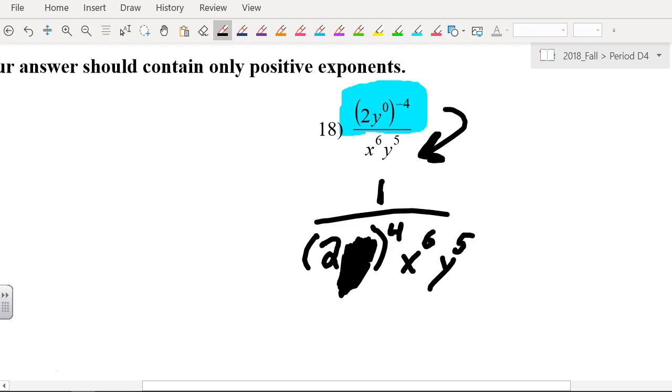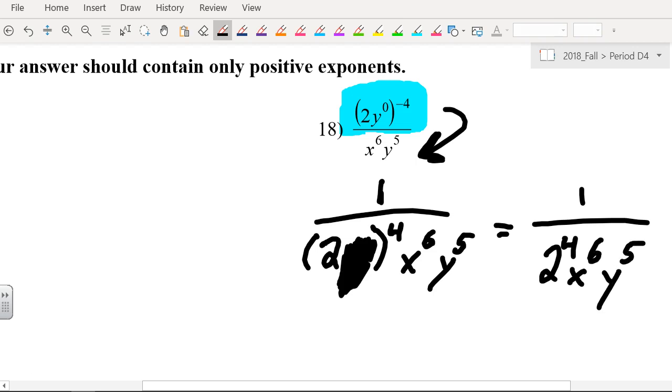Perfect. So can you help me expand this, please? Well, actually, do we really need to expand it? Not really, because 2 to the 4th is separate, right? So our final answer is 1 over 2 to the 4th, x to the 6th, and y to the 5th. Any questions about that?